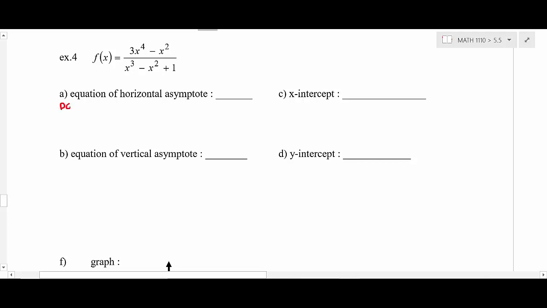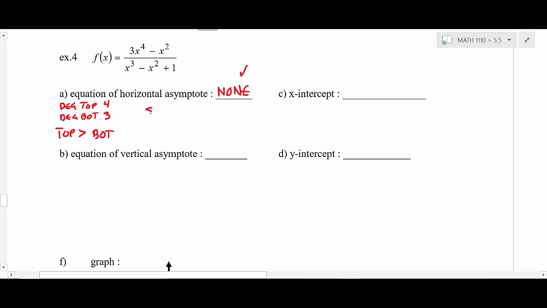Okay, what's the degree of the top? 4. What's the degree of the bottom? 3. Okay, so that's the highest exponent. So anytime the degree of the top is greater than the degree of the bottom, what's the deal with the horizontal asymptote? You don't have one. Good. Okay, so that's the conclusion that you draw because of that.